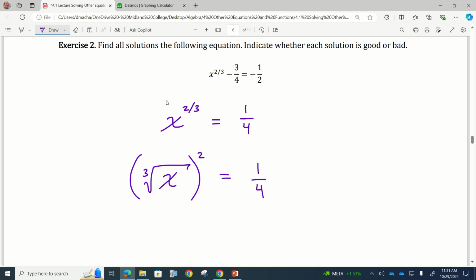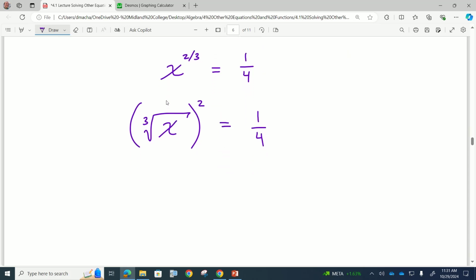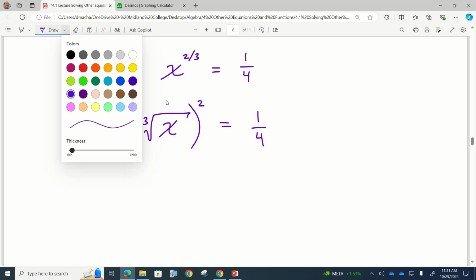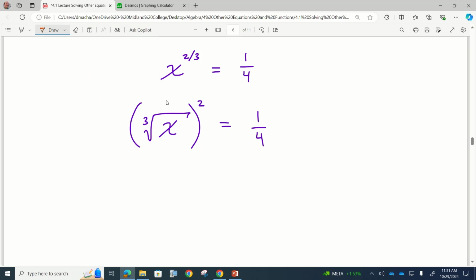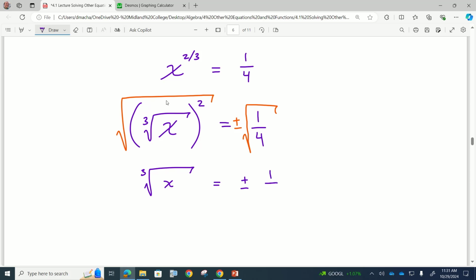And now what do I do? Square root of both sides. So, don't forget the square root principle. The square root principle says if you're about to take that square root, make sure you throw in a plus or minus sign. On the left side, I just get the cube root of x. And on the right side, I get plus or minus what? 1/2.